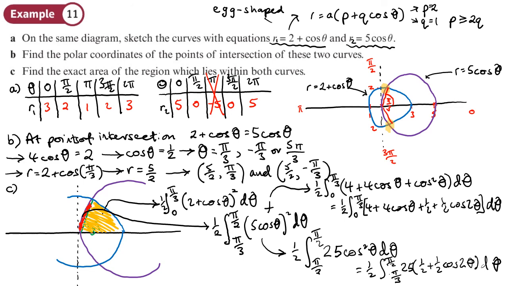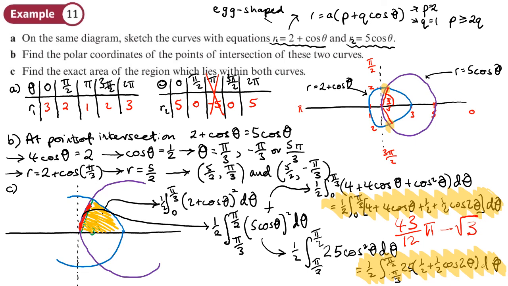Now unfortunately I haven't got enough space to show you all the integration working, but basically once we integrate that and integrate this with those limits and work out the final area by adding together, we should get 43 over 12 pi plus or minus root 3. So that would be your final solution. You probably need to check that when you do the integration, or you could even use your calculator just to check that you do get that as the final answer.